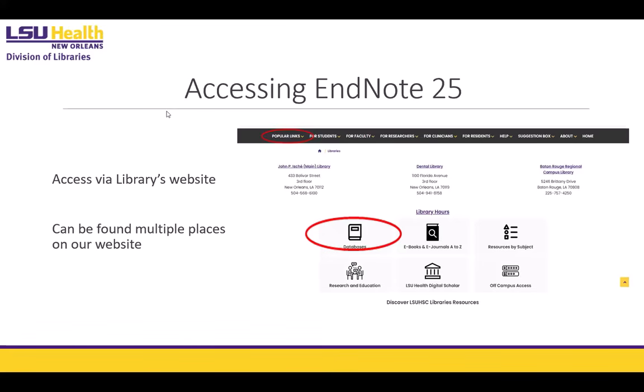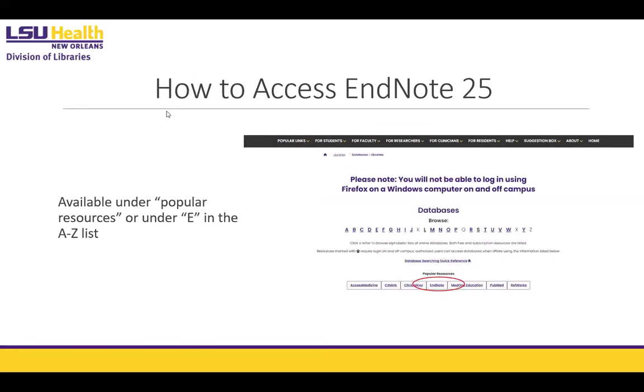How to access EndNote 25? There are a few ways to do so, but generally it's through the library's website. You can go to the databases button right there, or it's under popular links as well, to get to the download page. If you click on the databases page, it brings you to this web page, and it's highlighted under popular resources right there, or under E in the A to Z list.